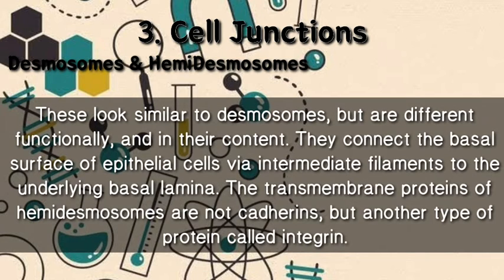While hemidesmosomes look similar to desmosomes, they are different in function and content. They connect the basal surface of epithelial cells via intermediate filaments to the underlying basal lamina. The transmembrane proteins of hemidesmosomes are not cadherins, but another type of protein called integrin.